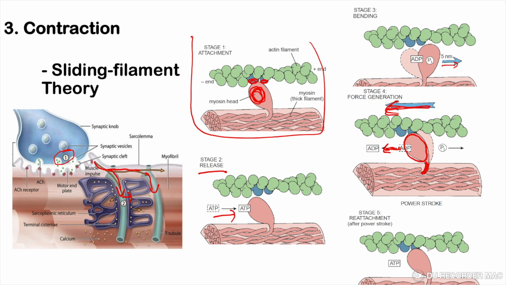After the power stroke, it will reattach. So as long as the calcium 2 plus has not gone away, it will keep pulling, power stroke after power stroke. Okay? So again, stage 1 is attachment. Next is the release and binding of ATP. Next is the bending, force generation, which is the power stroke that we call it. After the power stroke, they attach again and then ATP again, and repeat the process.